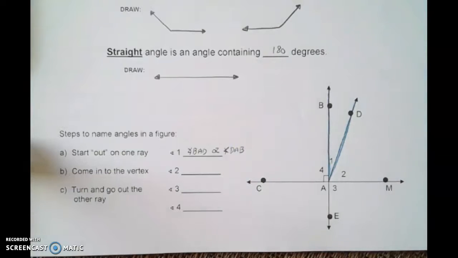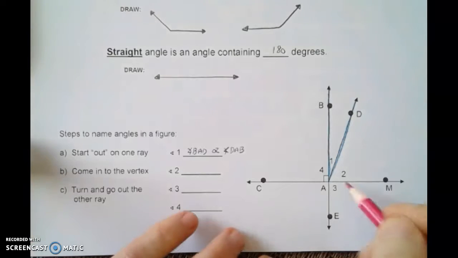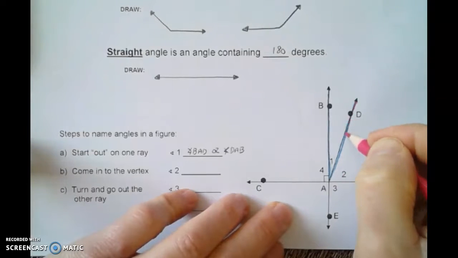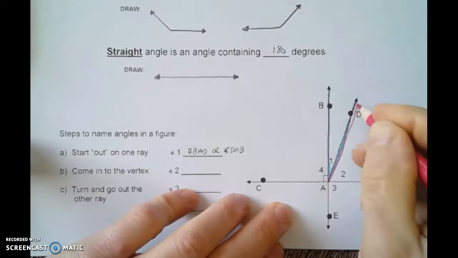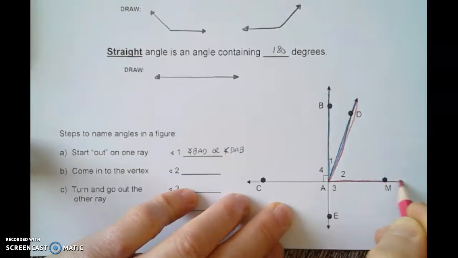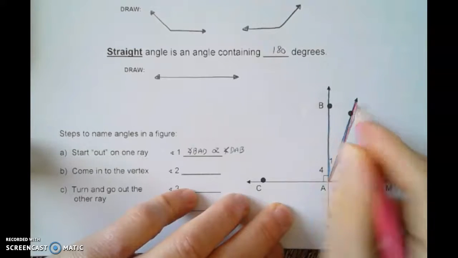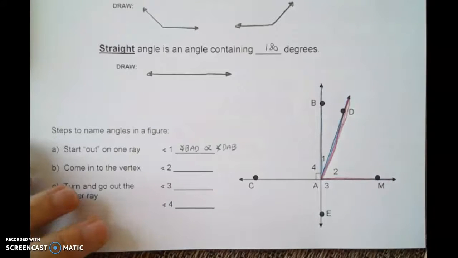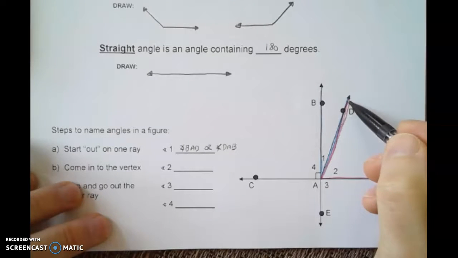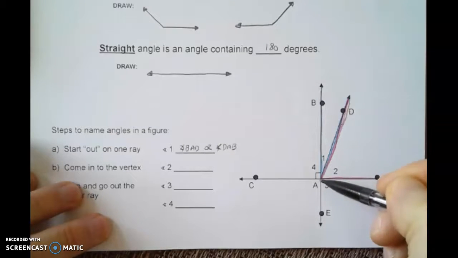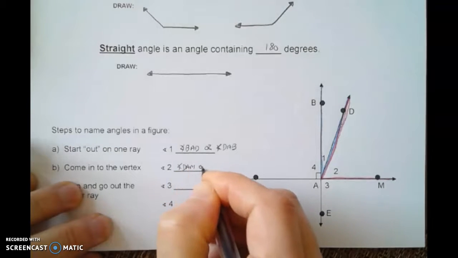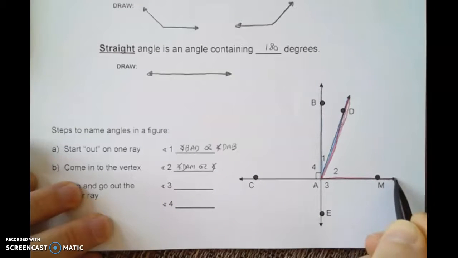Okay. For angle number 2, let me get a different color this time. I'll use this reddish color. Here's angle 2 in between these 2 rays, so let me go ahead and trace those. There's angle number 2. Again, we're going to name this with 3 different letters. So I'm going to start out on this ray. This is going to be angle DAM, or if you started out on this ray, angle MAD.